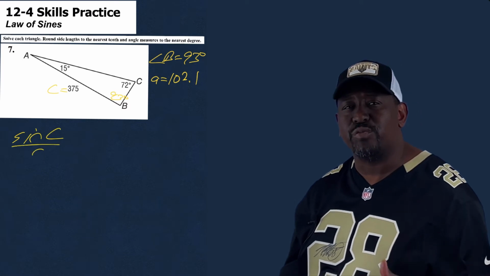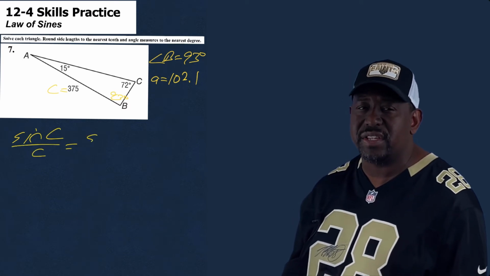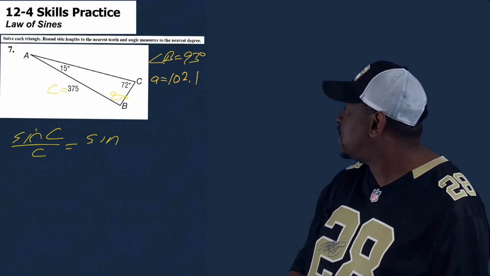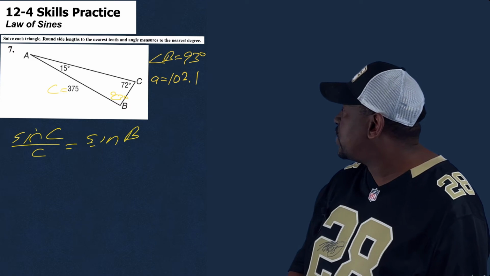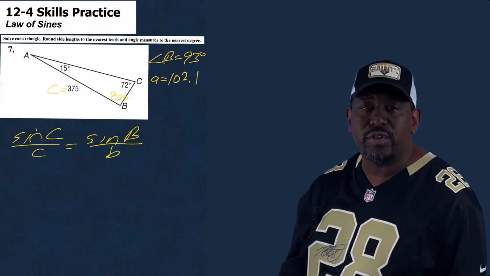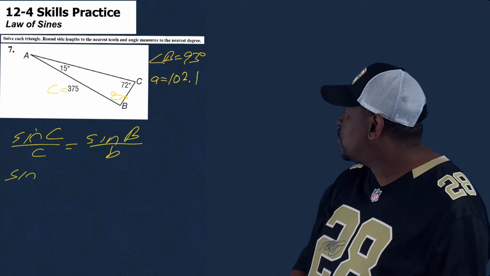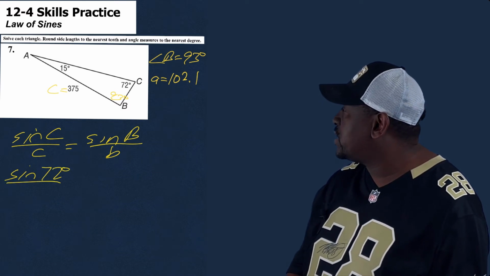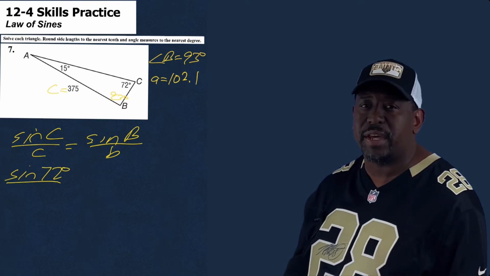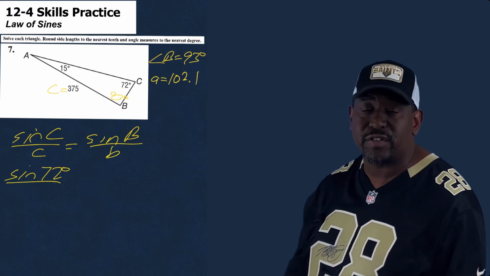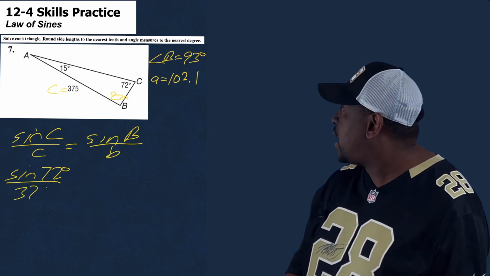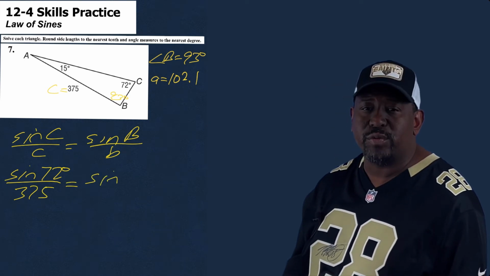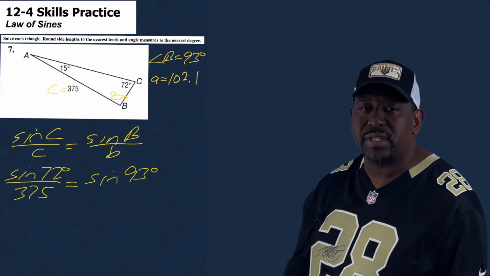The sides are written with lowercase letters. The angles are written with the capital letters as you're seeing. So we have here sine B over side B. So again, we substitute our values for C. We have 72 degrees in the numerator. In the denominator, we have 375 for C. We put sine of B, which is 93 degrees, and we will solve for B.